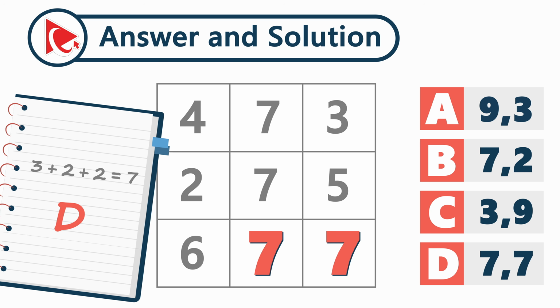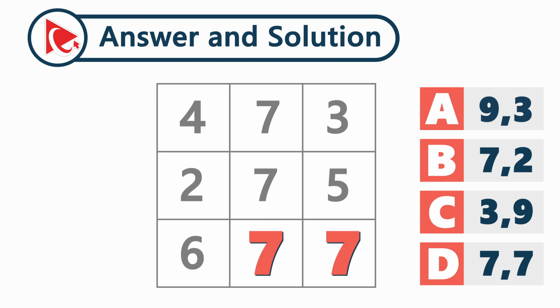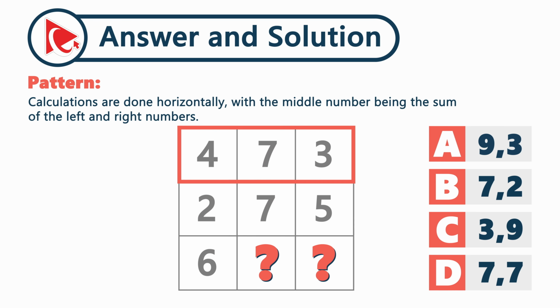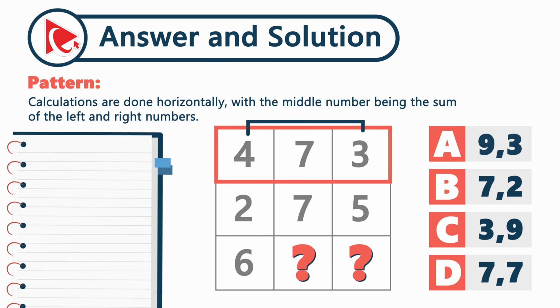7 and 7. Well, it's all good, but the only challenge with that is the first column doesn't match this pattern. So what do we do? We think outside the box. And if you try to do that, you might notice that calculations here are done horizontally, with the middle number being the sum of the left and right numbers. Let's look at the example.